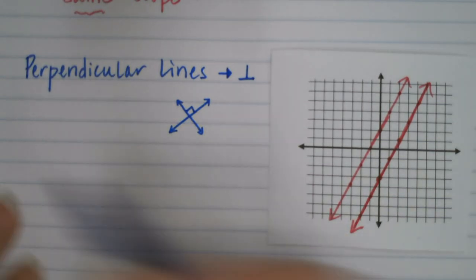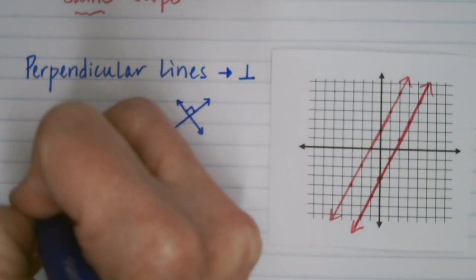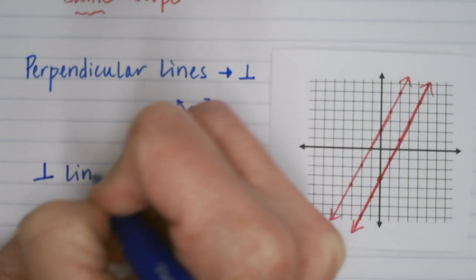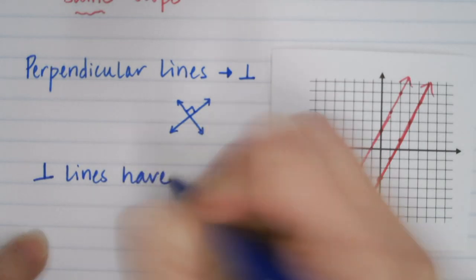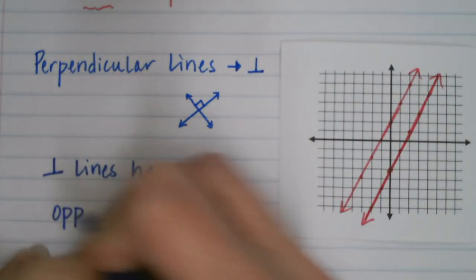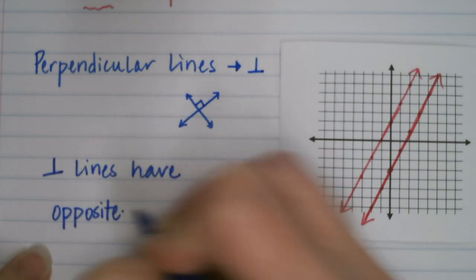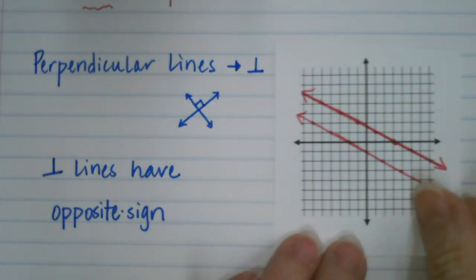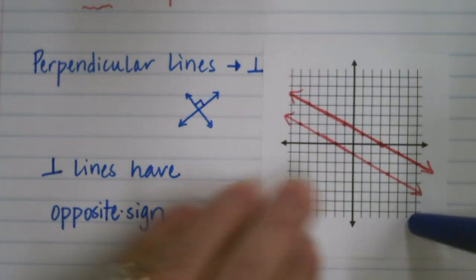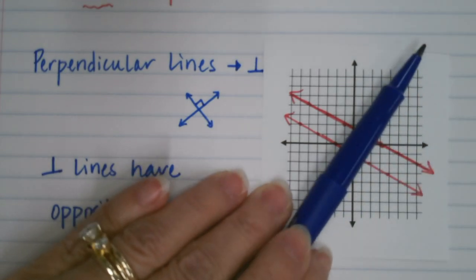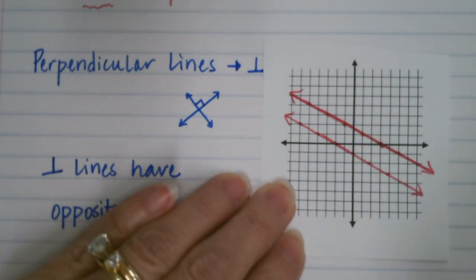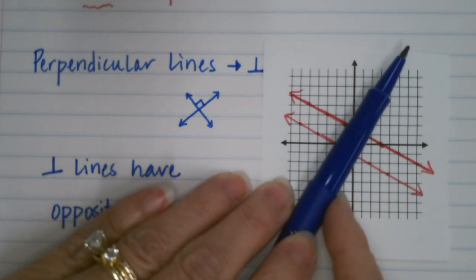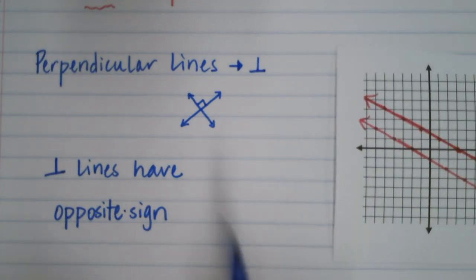So one thing I know about perpendicular lines is that they have opposite signs. Let's turn it this way. If this were our line originally and I wanted a line that's perpendicular to it, the original line has a negative slope, but the line perpendicular to it is going to have a positive slope. So I know that they're going to be opposite sign.